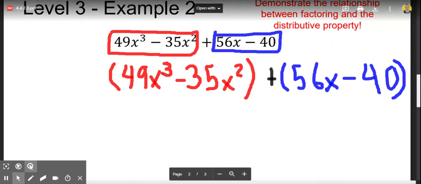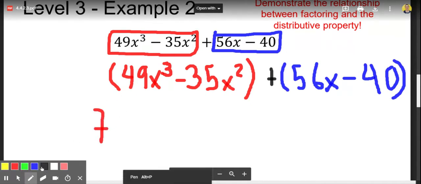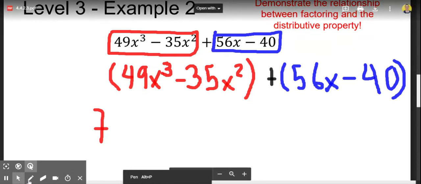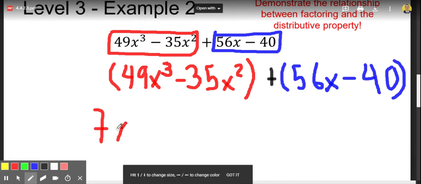49 and negative 35. Together, the greatest thing they have in common is going to be a 7. And I'm kind of cheating a little bit because I know that 49 is 7 squared. So it's most likely going to give us something easy to work with. That's 7 and x squared.